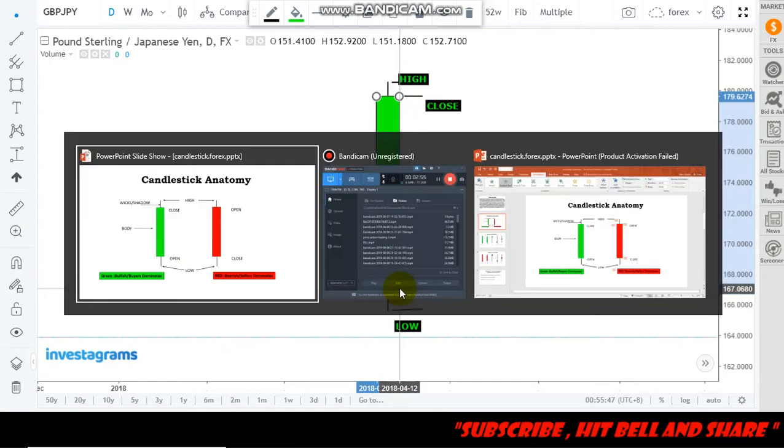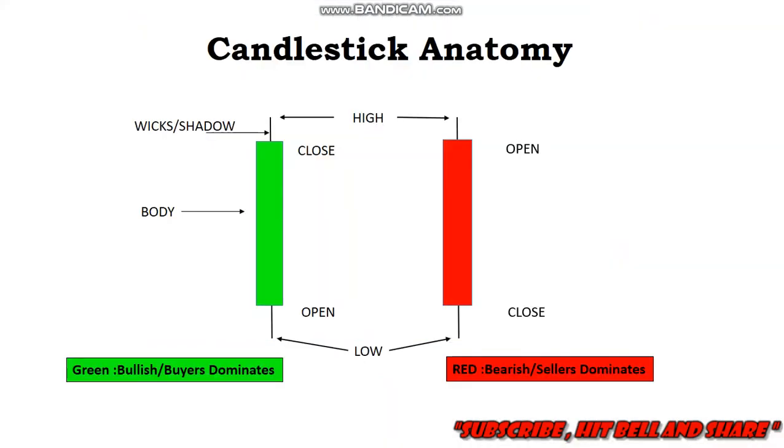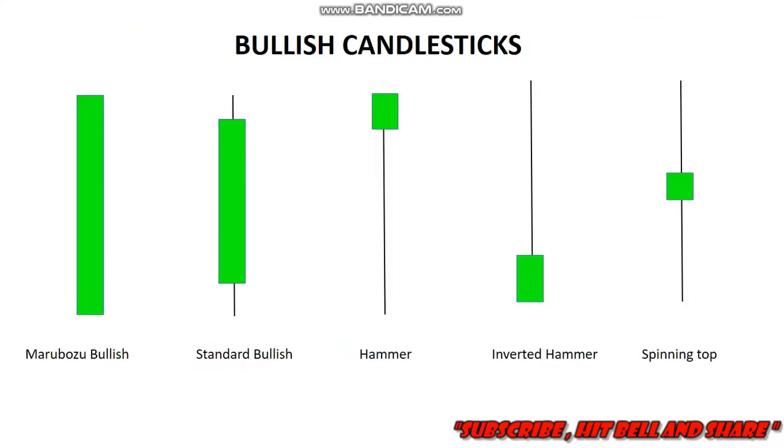Now I'm going to show you the five major candlestick patterns in the green, or bullish, candlesticks and the red, or bearish, candlesticks. These are the types of candlesticks under the bullish candlestick. We have the Marubozu bullish, which is a candlestick without wicks or shadows. The standard bullish, which is what I showed you earlier. The hammer, having a long lower wick, the inverted hammer, having a long upper wick, and the spinning top, where the wicks are equal and the body is small.